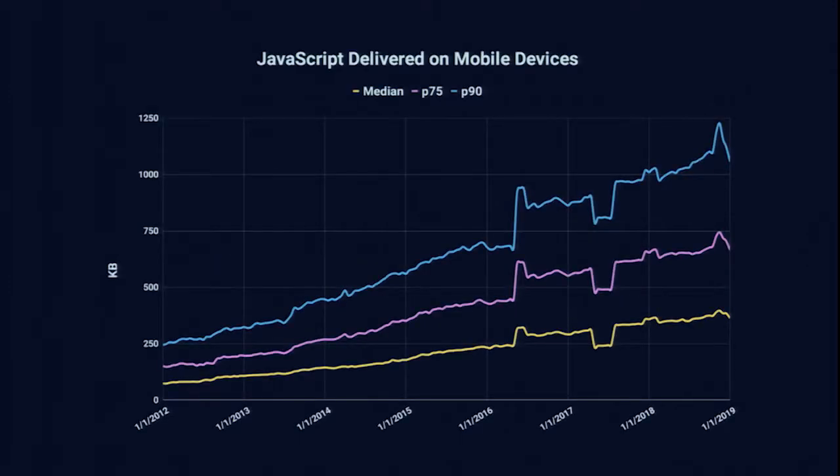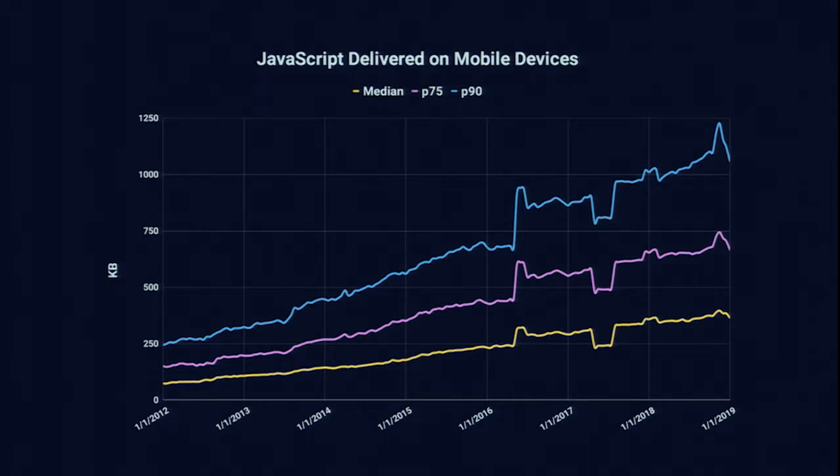And this matters because the amount of JavaScript we serve has steadily increased over the years, to the point where it has become a major performance concern. Half the sites you visit will send around 370 kilobytes or less of JavaScript. The 75th percentile sends at least 650K, and the 90th percentile sends at least 1 megabyte of JavaScript.